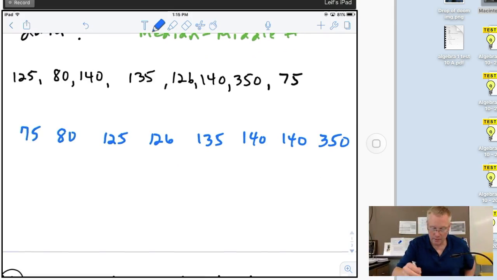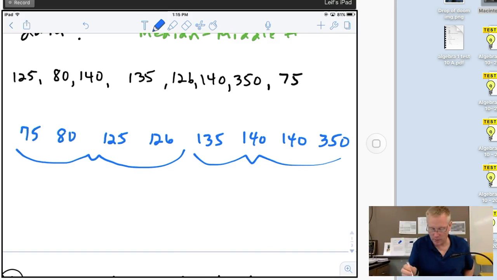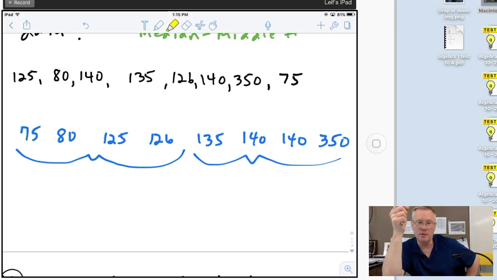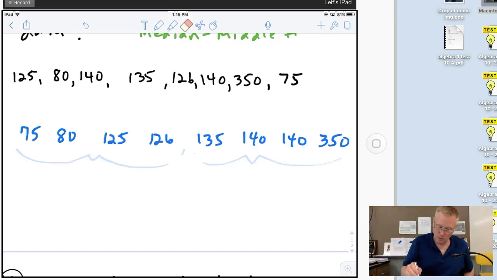The median. So I got, let's see, 4 over here, and I got 4 over here, which means my middle number, there's no middle one. Like if this was an odd number of pieces of data, there would be one in the middle. In this case, I got 4 on each side. So my median is going to be, maybe I should keep those there.